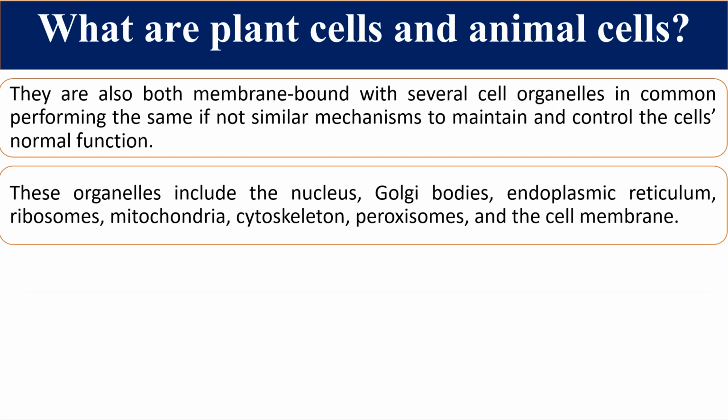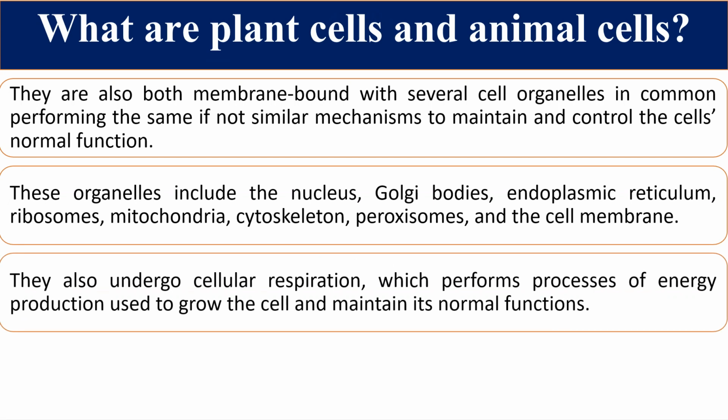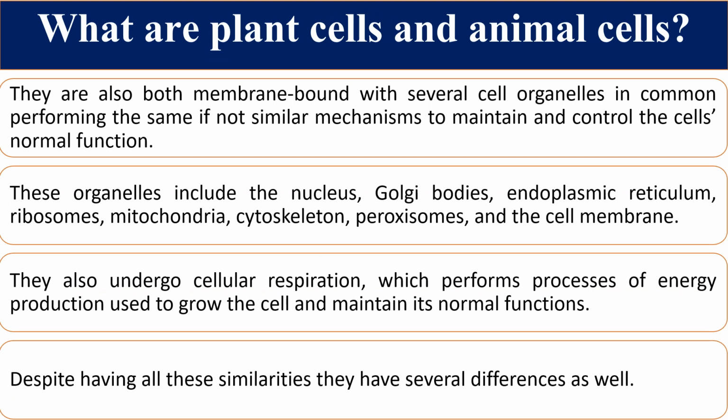These organelles include the nucleus, Golgi body, endoplasmic reticulum, ribosome, mitochondria, cytoskeleton, peroxisome, and cell membranes. They also undergo cellular reproduction and respiration, which are processes of energy production normally used for normal cellular functions, maintaining the normal cellular structure, and fulfilling their physiological requirements. Despite all these similarities, they have several differences also.